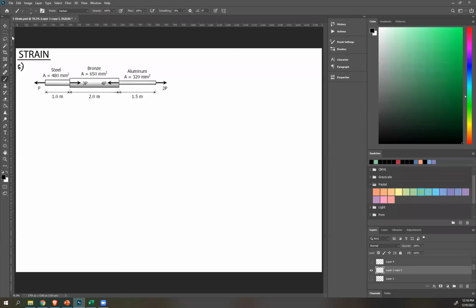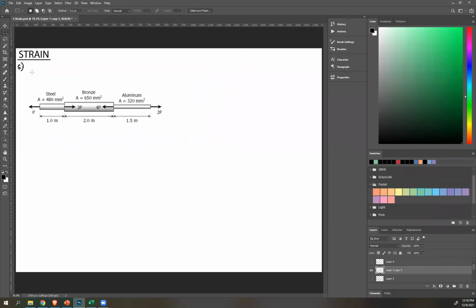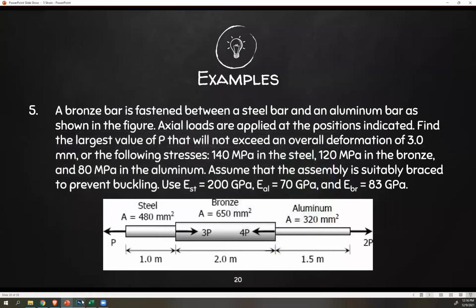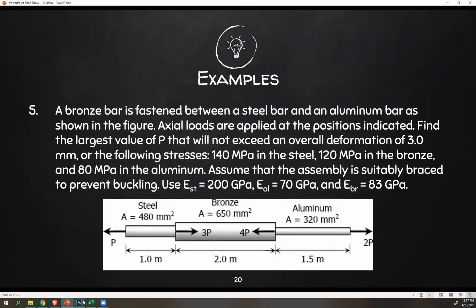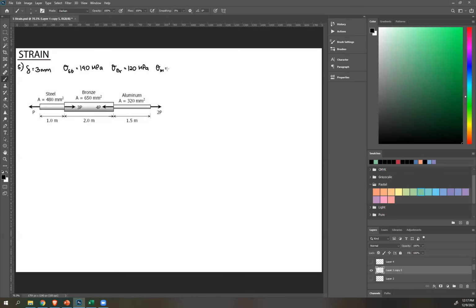Deformation 3 millimeter. Right? Let me just move this down. So that's delta 3 millimeters. And then the following stresses, 140 for steel. So that stress sigma for steel is 140 MPa. And then we have 120 for bronze. So sigma, I'll call that BR for bronze, 120. Okay. And then 80 for aluminum. So sigma AL 80.